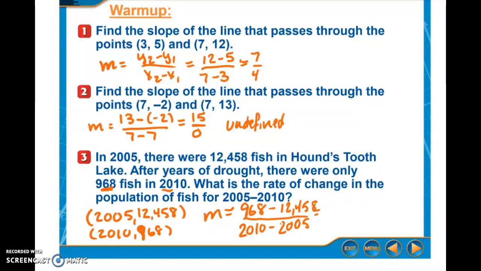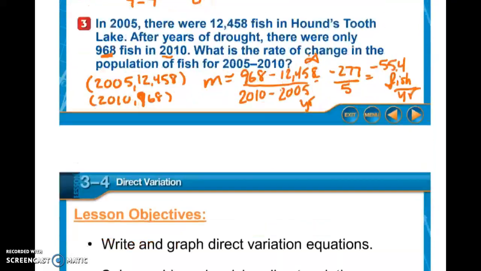So when you do this, you should get negative 277 over 5, which equals negative 55.4 fish per year. Okay, that's because we put the number of fish on the top. This was the fish, and this was the year. And the negative means that there's a decrease, so the fish went down.